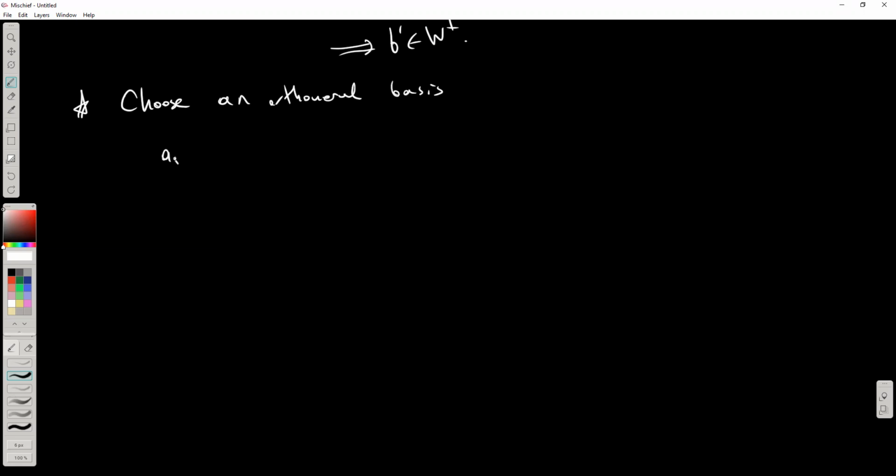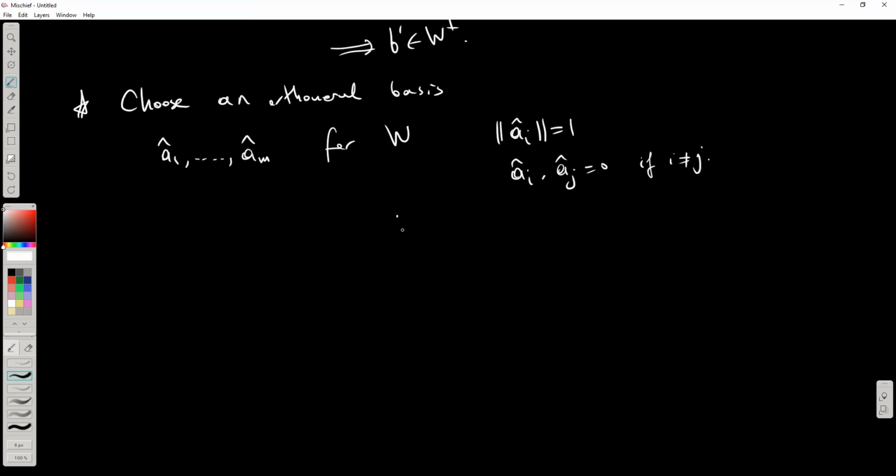Let's say A1 to AM for W. Orthonormal means that each one is normalized, the norm is equal to 1, and any two of them are perpendicular to each other. Right? Ai dot Aj is equal to 0 if i is different than j.